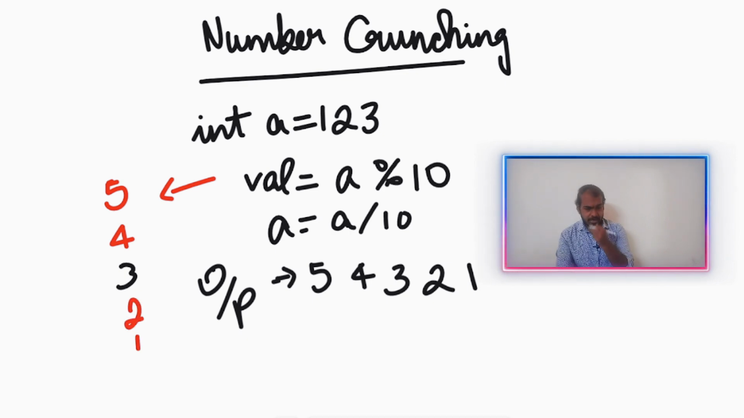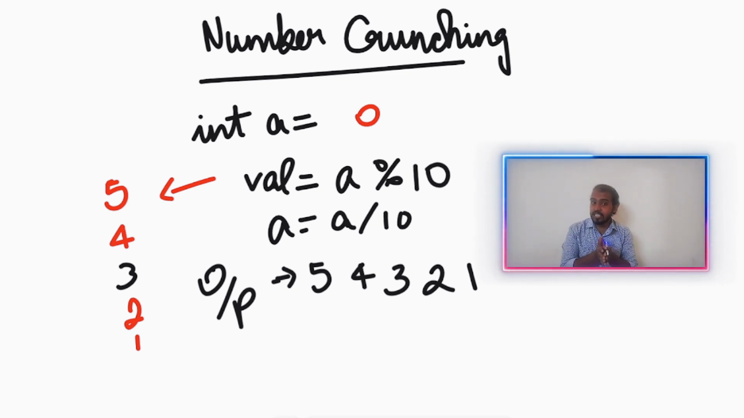3 operations are done and 5 operations are done. And at the end, let's say I'm having a value called 1. What is 1 modulus 10? 1 modulus 10 is obviously 1. I'll keep it that way. But what is a is equal to a by 10? 1 by 10 is actually 0.1, which as an integer is nothing but 0. So a becomes 0.